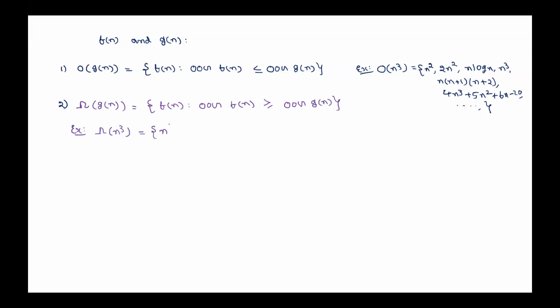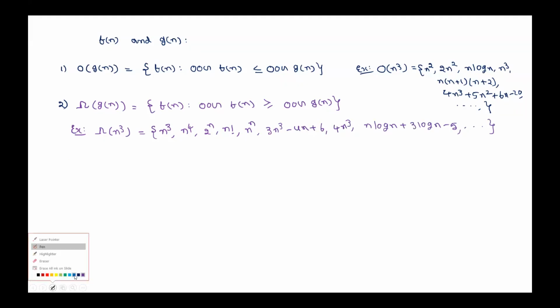Is n cube part of it or not? Yes. N power 4, n power 5, 2 power n, n factorial, n power n, 3n cube minus 4n plus 6, 4n cube, n log n plus 3 log n minus 5. Is it a finite set or an infinite set? Infinite set.